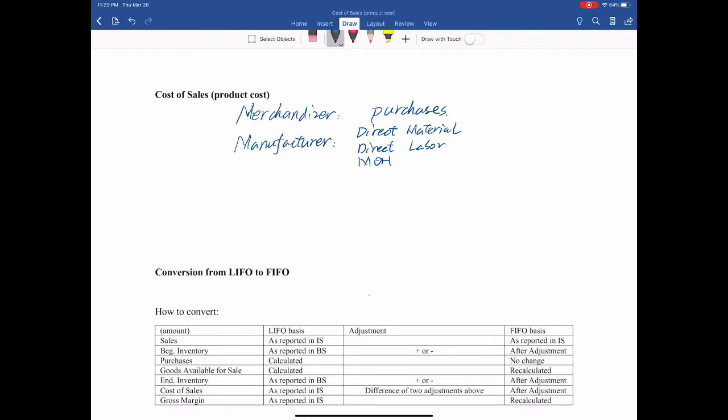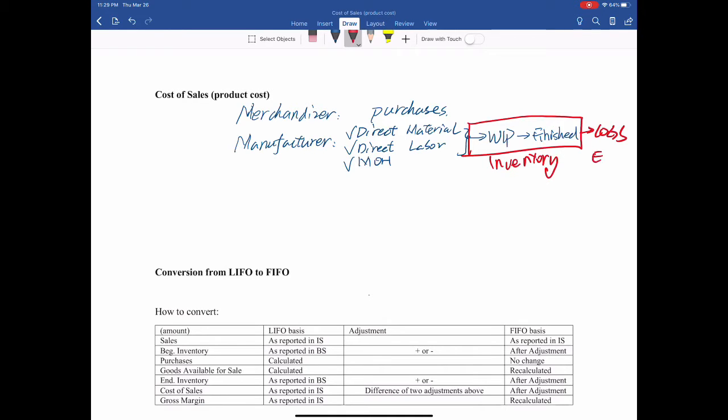According to the cost flow of manufacturing, these three we first record as work in process. Finally, they will become finished goods. Before the goods are sold, the expenditure, direct material, direct labor, and the manufacturing overhead will be first capitalized as inventory. When it is sold, it will become cost of goods sold or cost of sales, which is an expense.